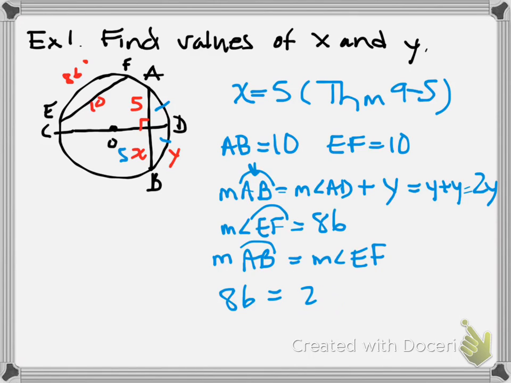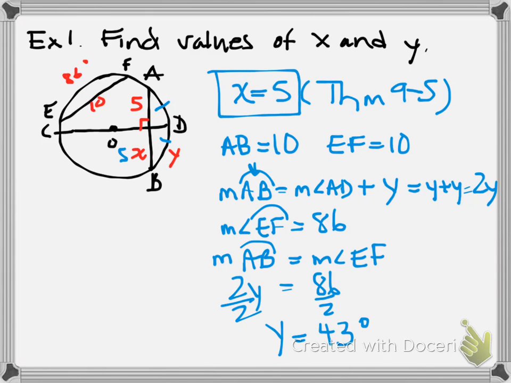Actually, I should do that the other way around. 2y goes with him, and 86 goes there. Divide by 2, and we get the measure of the arc is 43 degrees. So those would be the two answers. Notice that one answer has no label, and the other answer has a degree label. Okay?